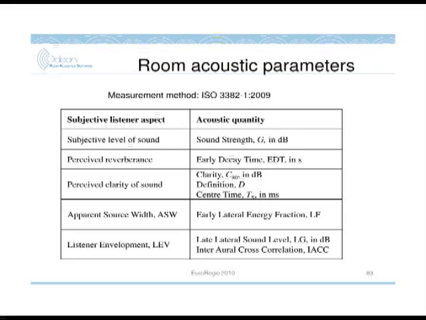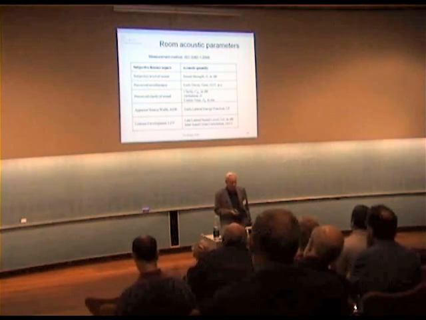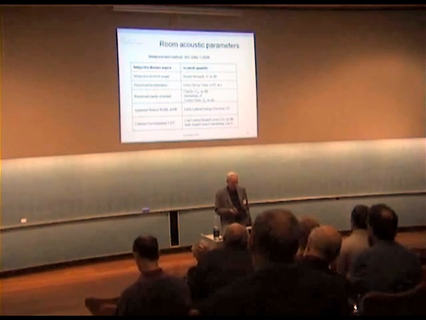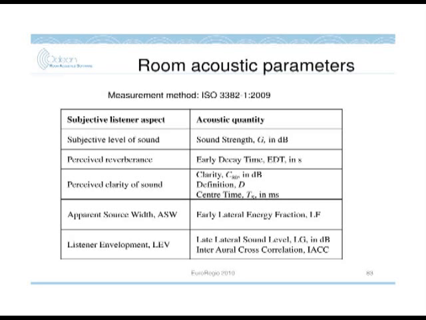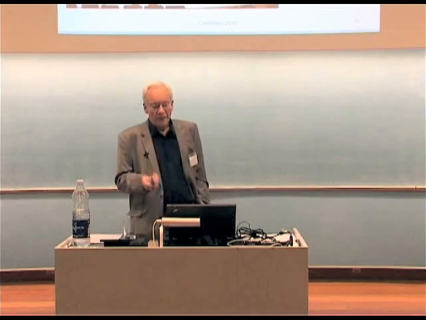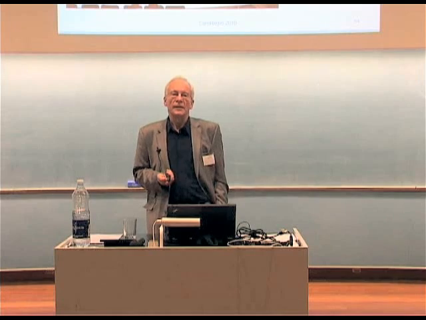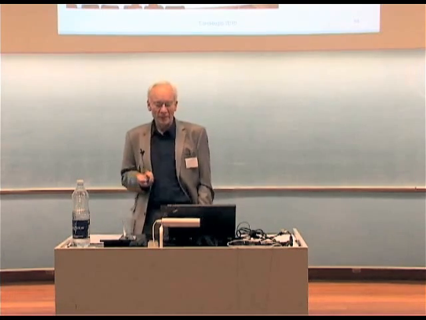For room acoustics and music, there's another part of the ISO standard that has established the room acoustic parameters, which describe the level, the reverberance, the clarity, the apparent source width, and the listener envelopment, with one or several parameters for each of them. But back to the orchestra simulation, we have tried that with many different concert halls in the ODEON models today.